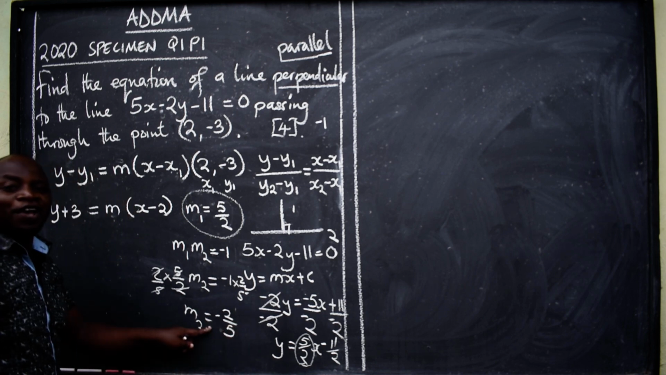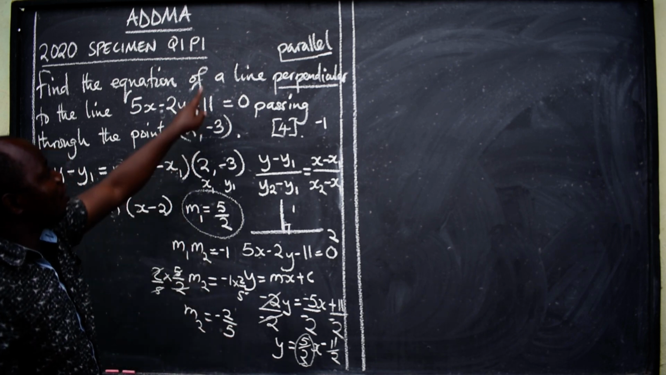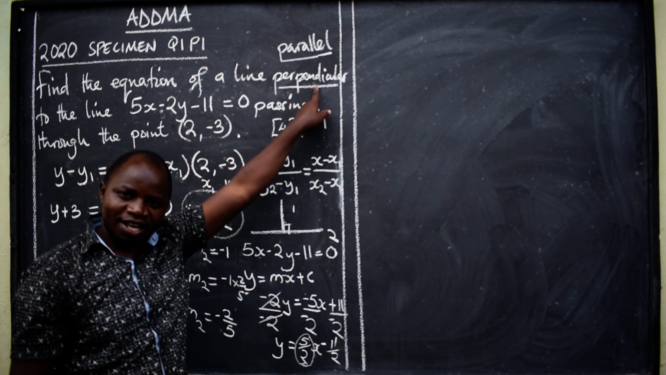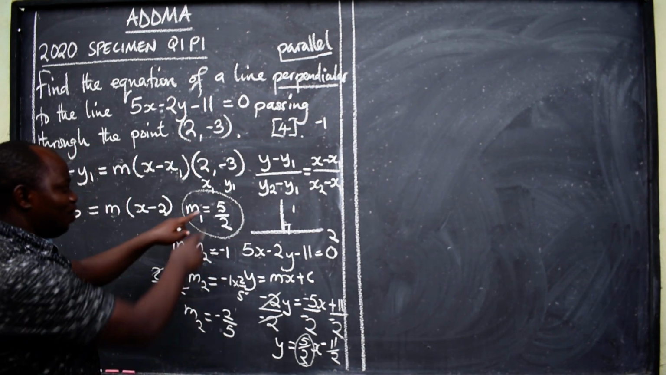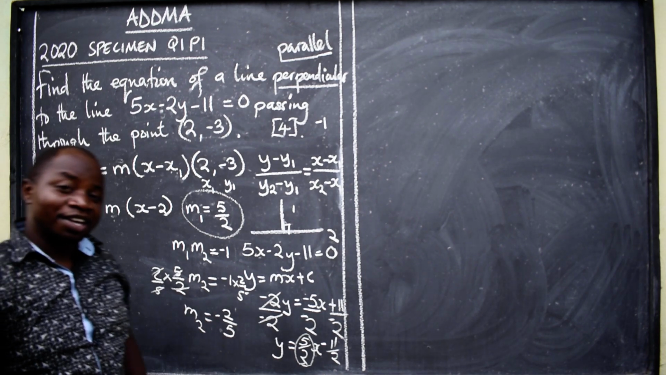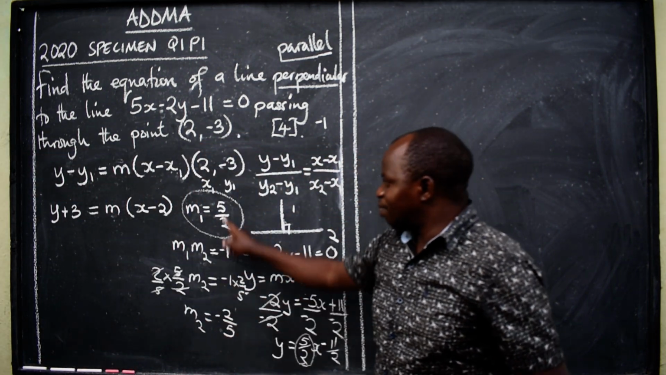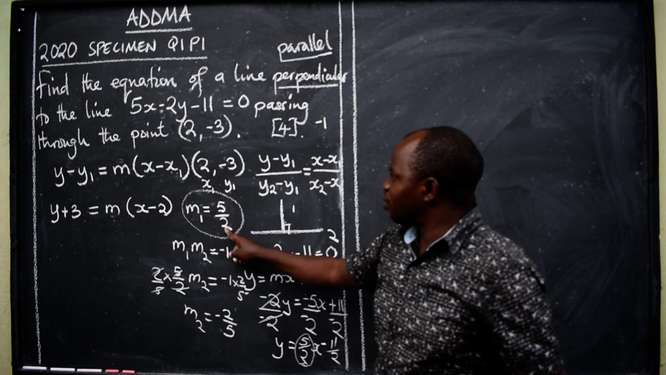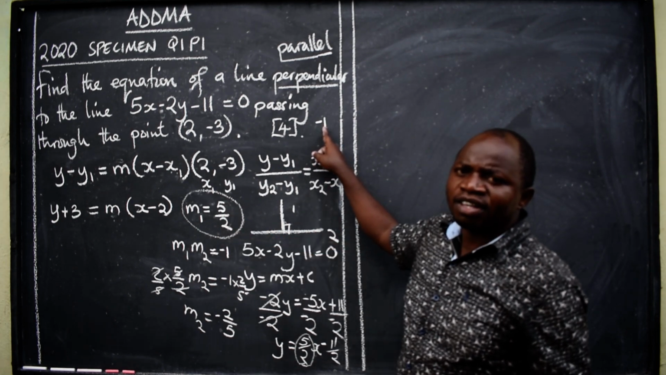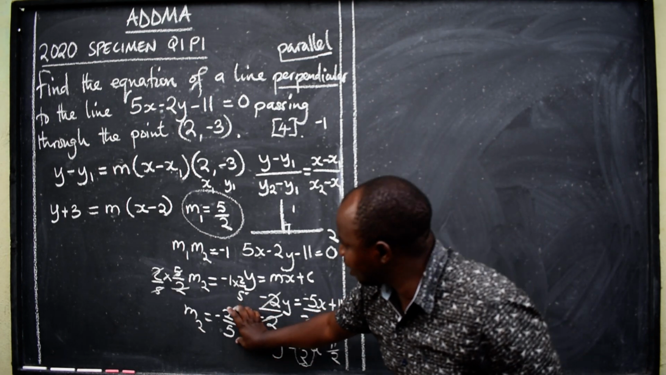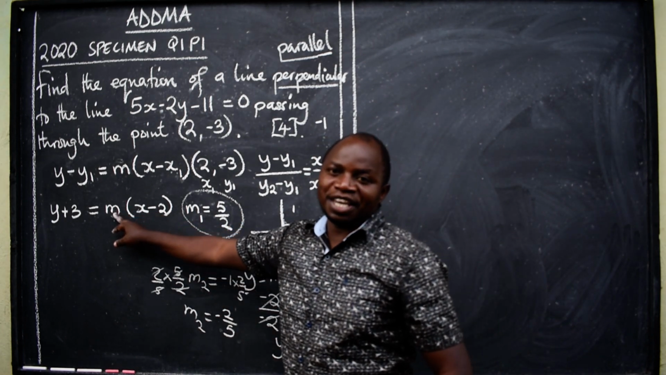This one now is the gradient of a line perpendicular, not the first one. Are we together? So when you multiply negative 2 over 5 times 5 over 2, you get negative 1. That is the principle. This is now the one that you are going to substitute here.